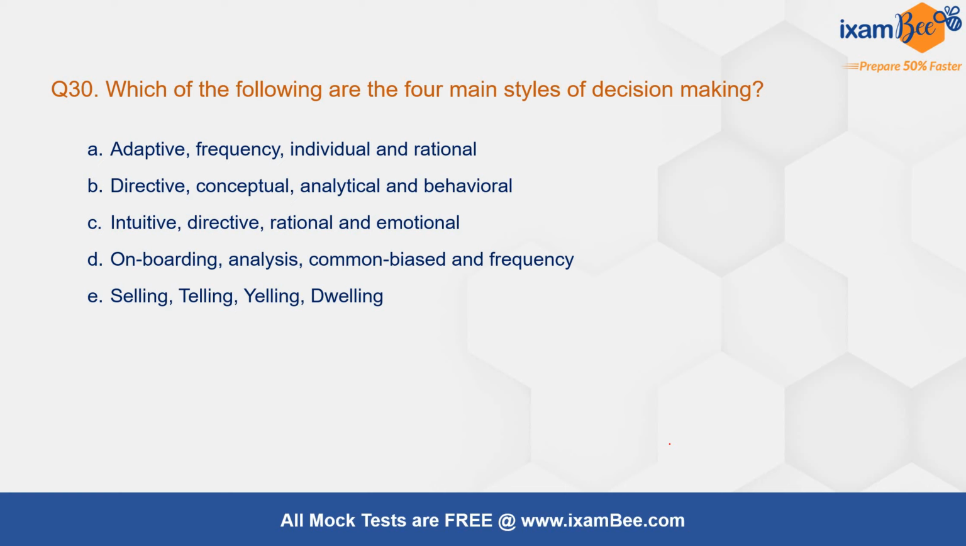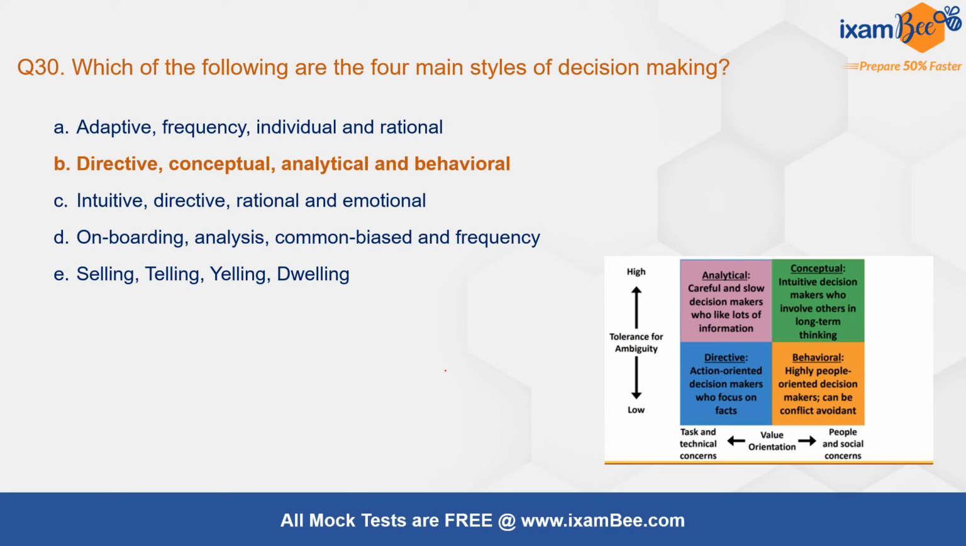Is it adaptive, frequency, individual, and rational, or directive, conceptual, analytical, and behavioral, or intuitive, directive, rational, and emotional, or onboarding, analysis, common, biased, and frequency, or is it the selling, telling, yelling, and twirling style of decision making? The correct answer is B, directive, conceptual, analytical, and behavioral.